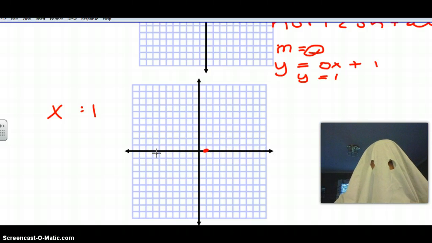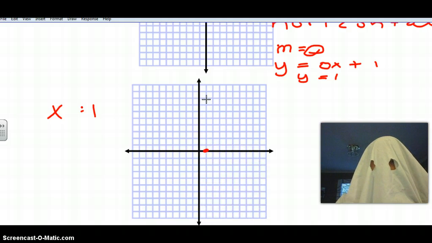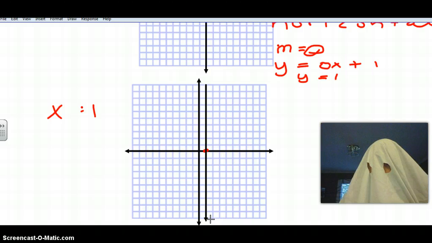Okay, so when we have x equals 1, we just want to draw a line where every time this line will intersect through the 1 on the x. Okay, so we'll just take this and draw a line straight through there. Okay, now we can label that x equals 1.